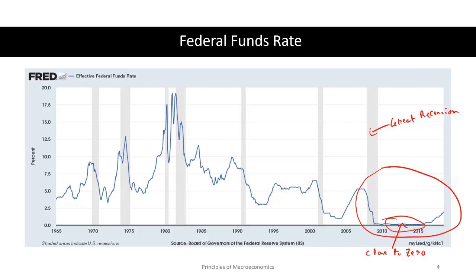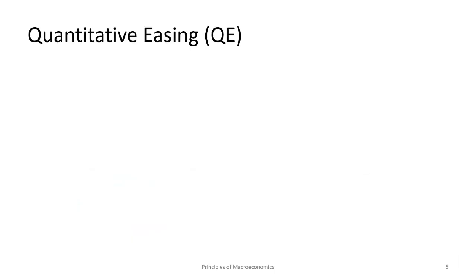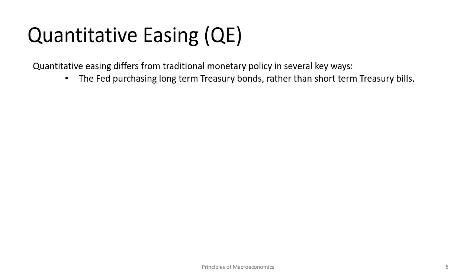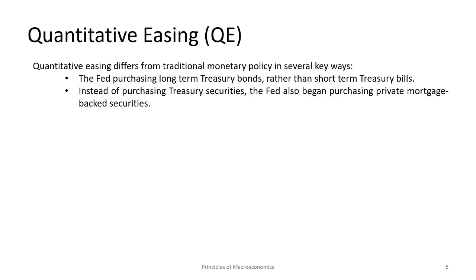So the Fed had to take a non-conventional policy. And the non-conventional policy, as I mentioned, was quantitative easing. Quantitative easing differs from traditional monetary policy in two particular ways. First, the Fed purchases long-term treasury bonds rather than short-term treasury bills. And secondly, as I mentioned earlier, instead of purchasing only treasury securities, the Fed also began purchasing private mortgage-backed securities, which was very non-conventional. Now, quantitative easing was offered through three episodes.